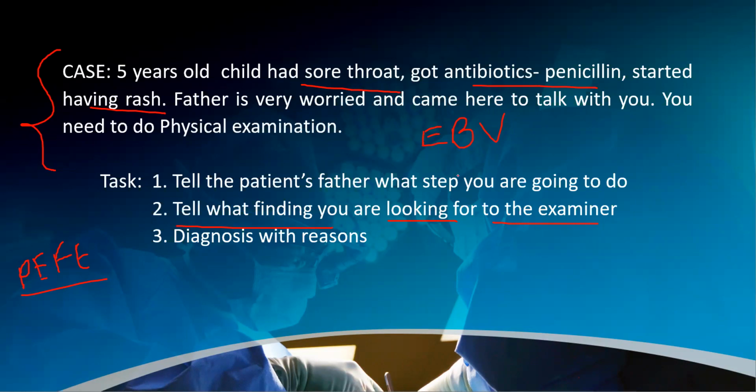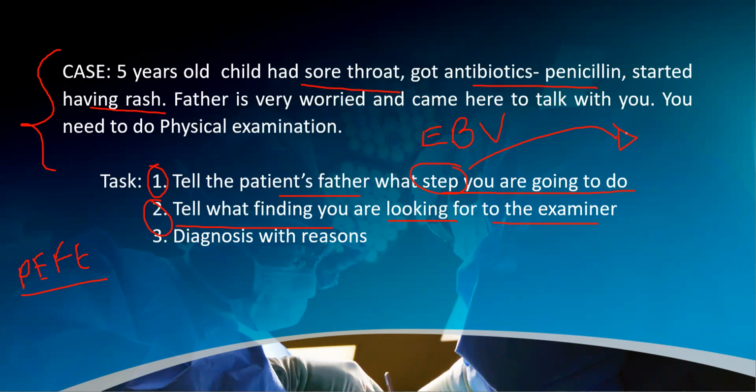Let me explain how we can do this physical examination. One of the important things in here is to look at these two tasks. One is to tell the patient's father what steps you are going to do. They're asking what the steps are. The steps mean you don't need to discuss the physical examination with the father. That means you don't need to say that you're looking for koilonychia, leukonychia, clubbing. The patient doesn't understand anything you are saying, and that's not your task also.